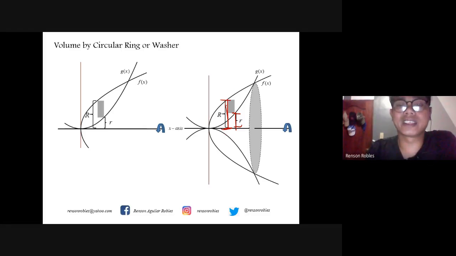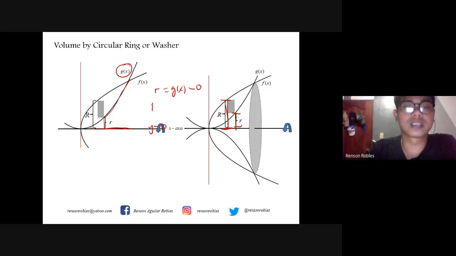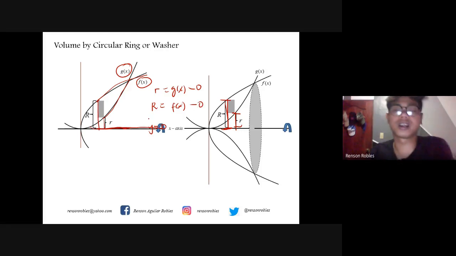And then, if the element taken is vertical, you can still use the y upper, y lower thing to get an expression for small r and capital R. So in this case, since the axis of revolution is the x-axis, then the y lower will always be zero. So when you take small r, that's g of x minus 0. Then capital R is f of x minus the lower portion, which is 0. That's your capital R and small r if the axis of revolution is the x-axis.